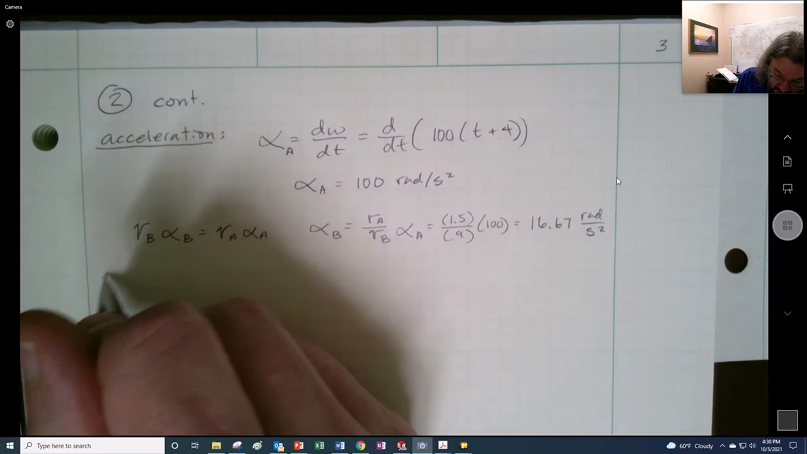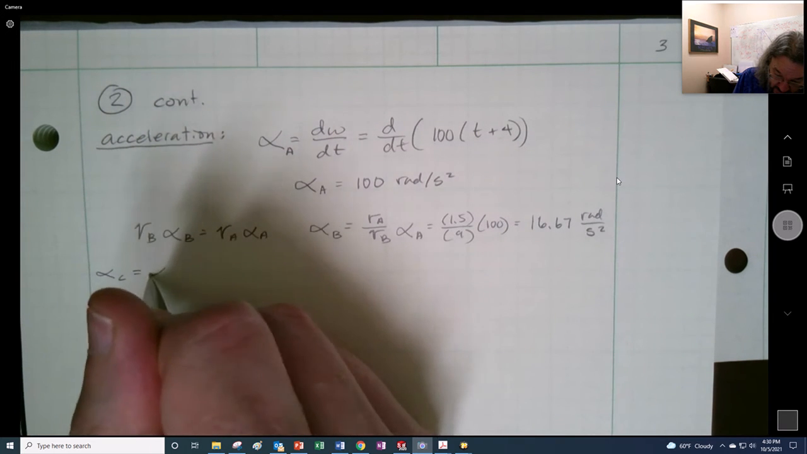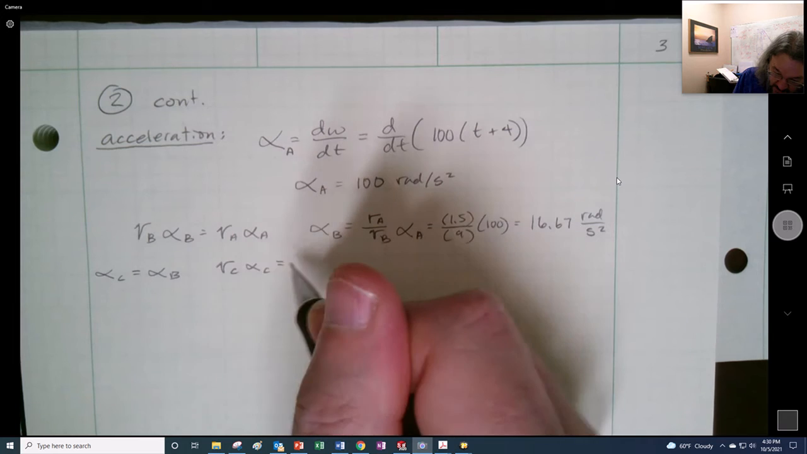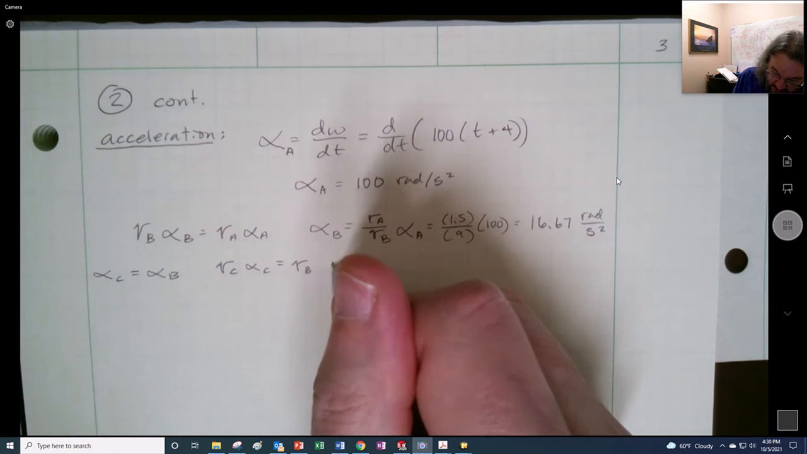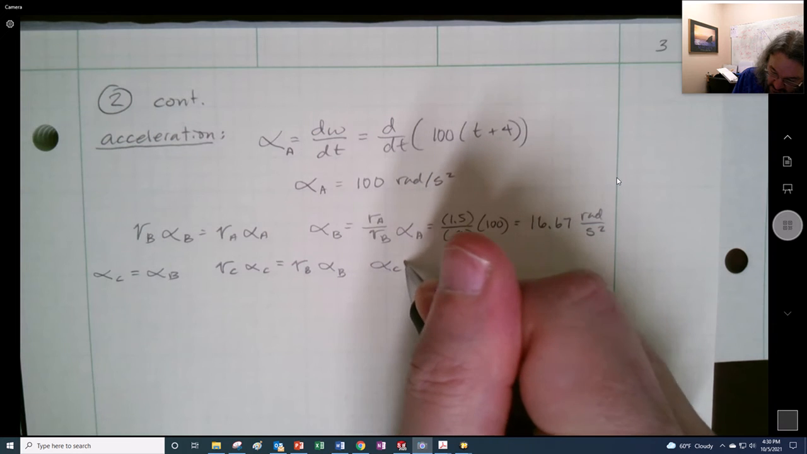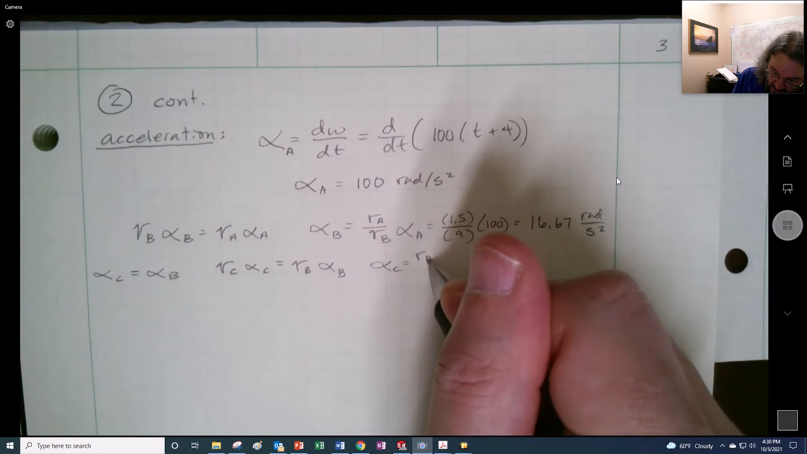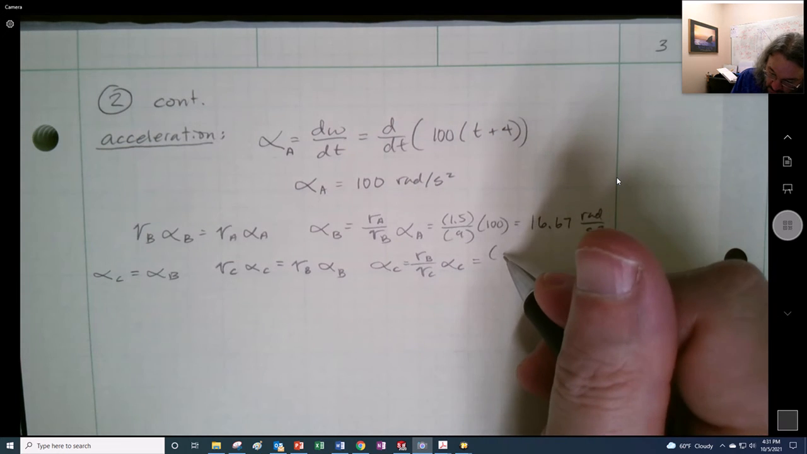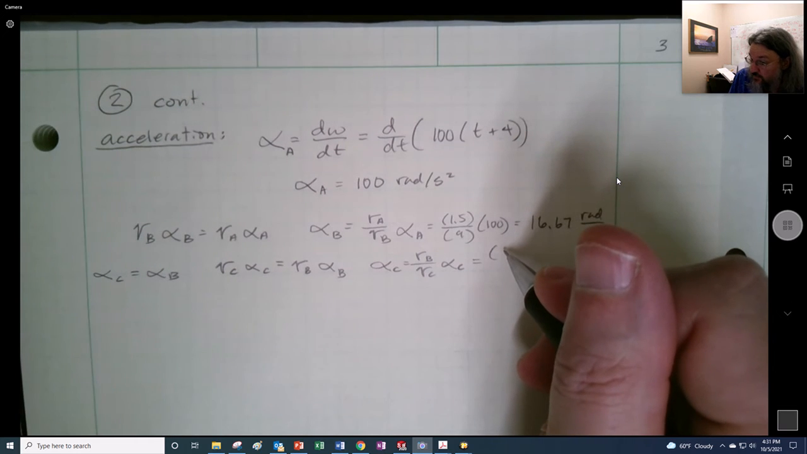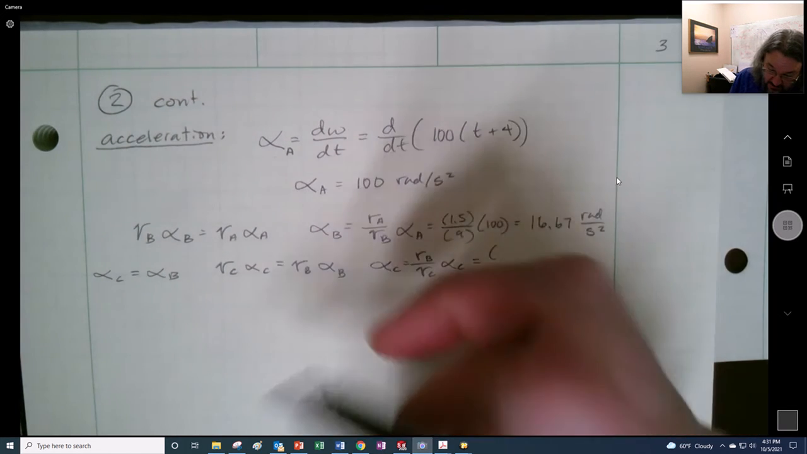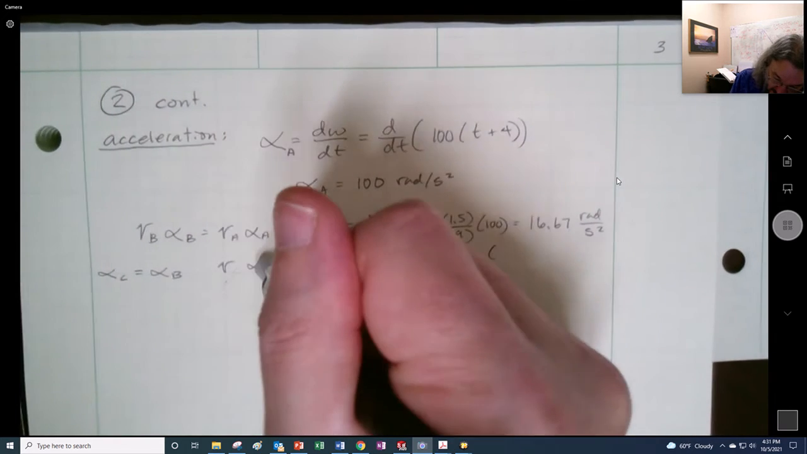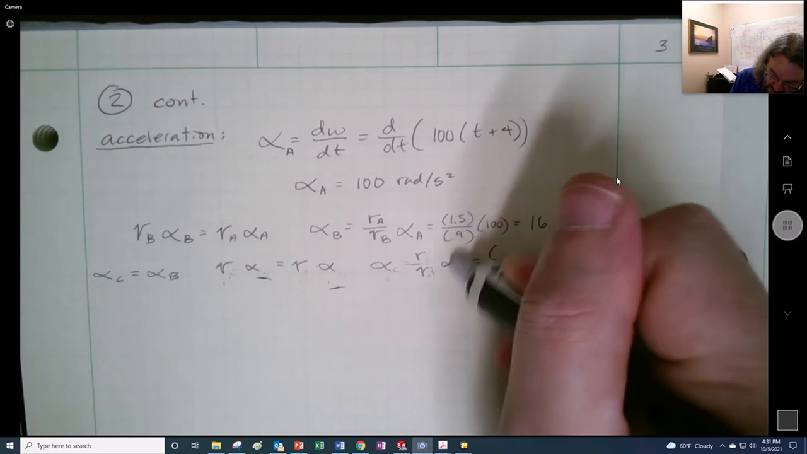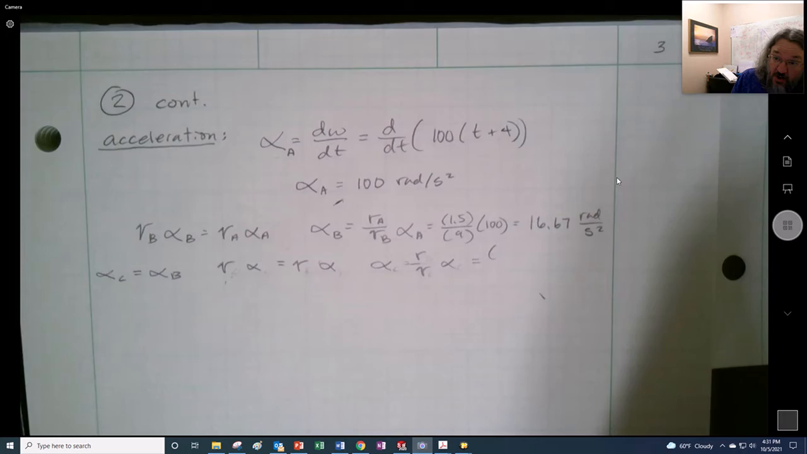And then we know that the acceleration of C is equal to the acceleration of B. So RC times the acceleration of C equals RB times the acceleration of B. And we can find that the acceleration of C is going to be RB over RC times the acceleration of B. And so that's going to be, let's see, did I say that wrong? I did.